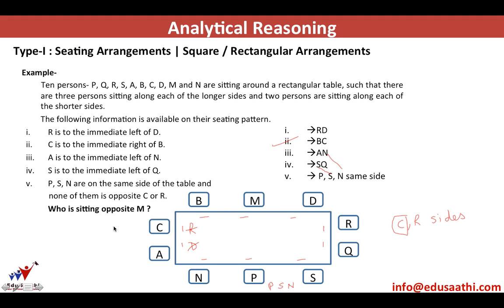So the answer to this question, who is sitting opposite M, would be P. There is only one possible case. There is no other possible case. So the most important point in any arrangement question would be the start. From where should you start your question? A lot of information would be given. The most confusing part is which information we should use first, which is giving us the least amount of cases. We need to make as few cases as possible. So this is how the final arrangement will look like. You can match your answers.